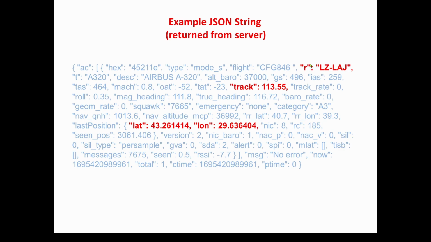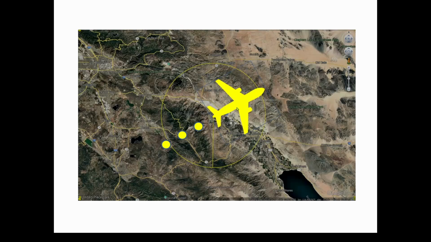So we're going to need an R value, which is the call sign, a track value, which is the heading, and then a lat and lon, latitude and longitude, for the location. Again, we're going to have to convert those to something useful. So once we've got that, we're going to have to do some processing and figuring out how to implement it.